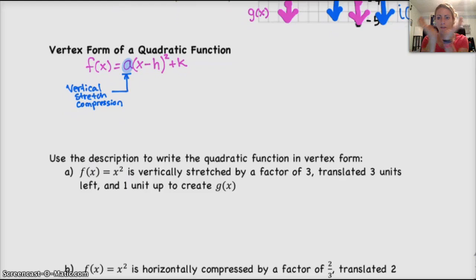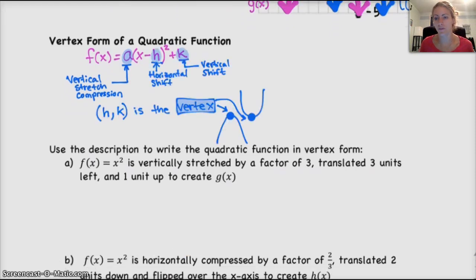H and K make up your vertex, and the vertex is the point at the top, or, if it's an upside down parabola, the point at the bottom. It's like the maximum point or the minimum point, depending on what your parabola looks like. H is going to be the x coordinate of the vertex, and K is the y coordinate of the vertex. Also not a coincidence that that's the minus H. That's your horizontal shift. And then K is your vertical shift. All right, so there's your important information there.